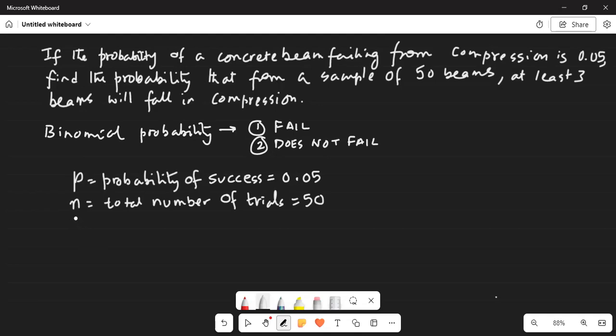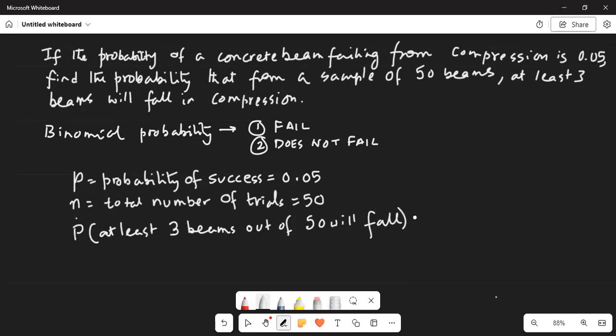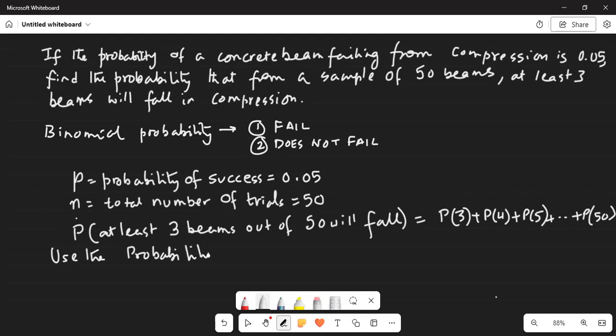So we are going to find the probability that at least 3 beams out of 50 will fail, which is equal to probability of 3 plus probability of 4 plus probability of 5 all the way up to 50, all the beams failing. Use the probability rule of complement events.